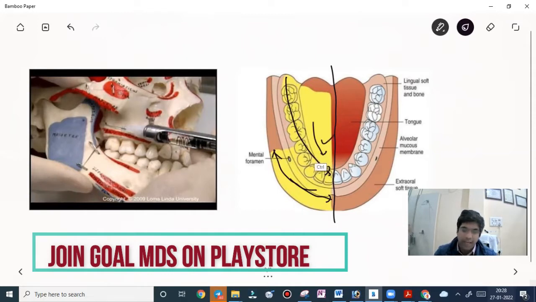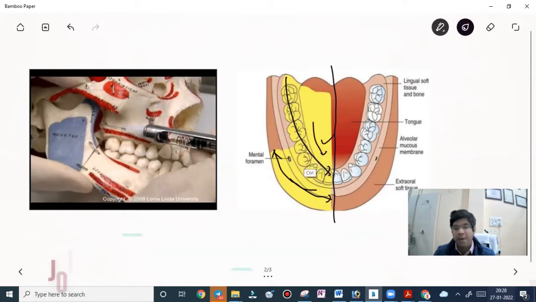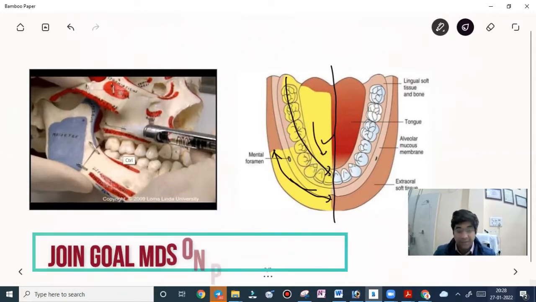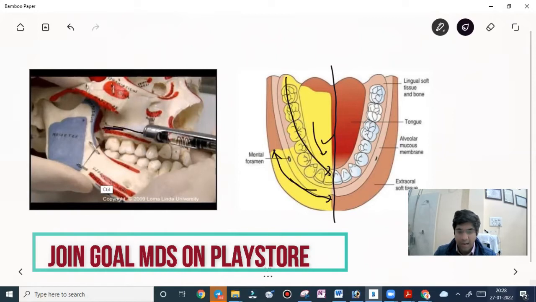Now, what are the anatomical landmarks? The landmarks for this technique, first landmark is the occlusal plane of the occluding teeth, mucogingival junction of the maxillary molar tooth, and anterior border of the ramus of the mandible. So the three anatomical landmarks, they are, number one, the occlusal plane, mucogingival junction of the maxillary molar, and anterior border of the ramus of the mandible.